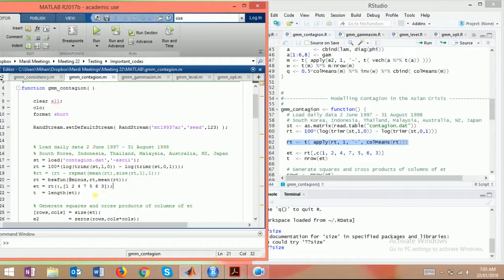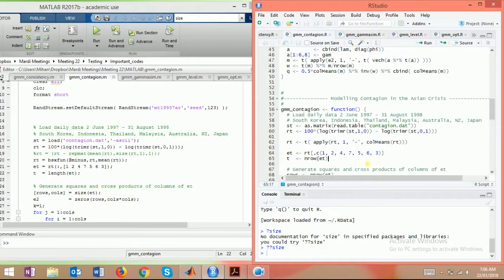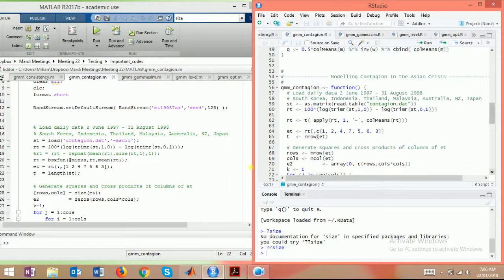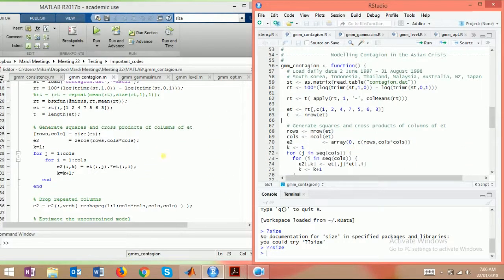All rows, columns 1 2 4 7 5 6 3, because we want our residuals to store lambda in the order I want: 7 1 2 3 4 5 6 7 7 5 6 3. Okay, the way I want. I'm just playing with the residuals' appearance, order, nothing else.